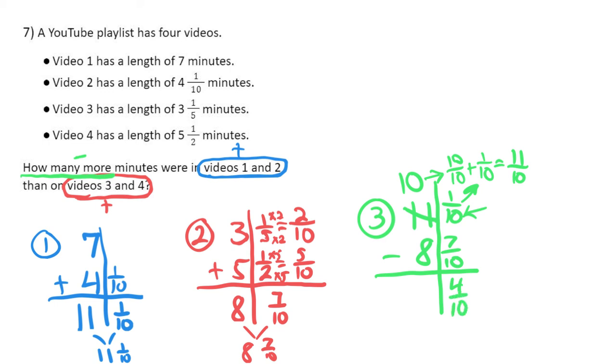Now that will simplify because those are both even numbers. They'll both divide by 2. And so we get 4 divided by 2 is 2. 10 divided by 2 is 5. And now that side's done. 2 and 5 won't simplify. Whole numbers, 10 minus 8 is 2. Now if we put those together, we get our final answer of 2 and 2/5.